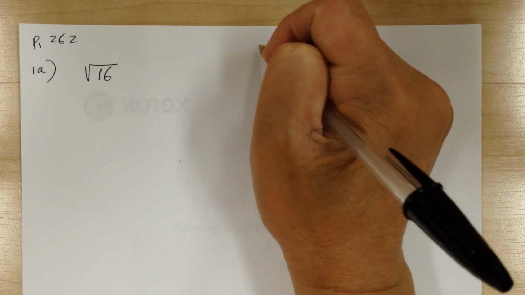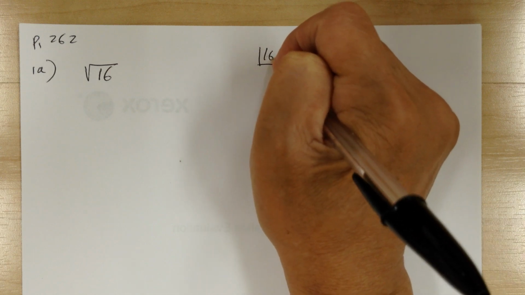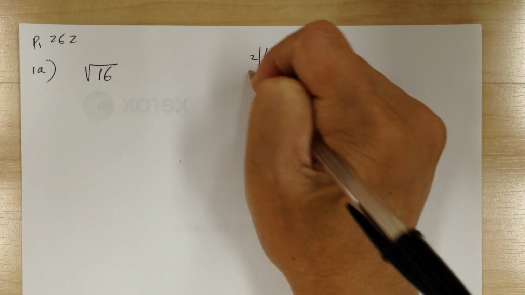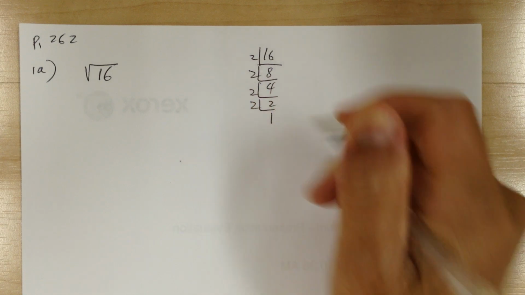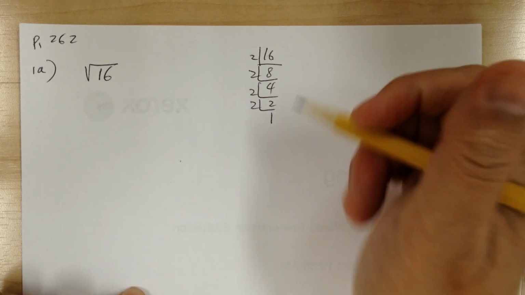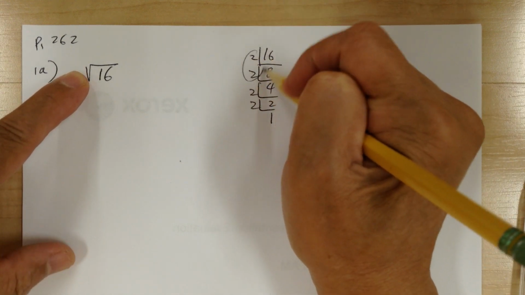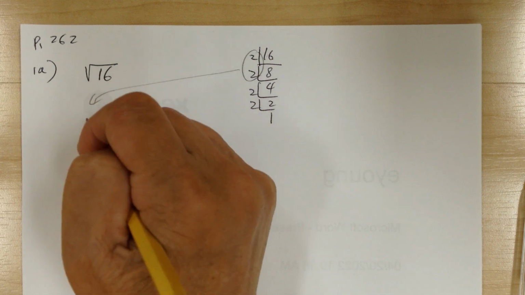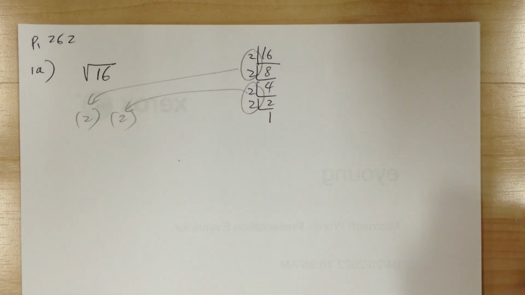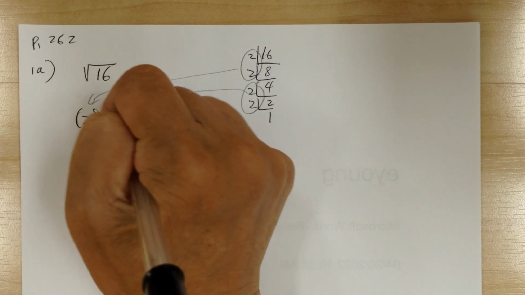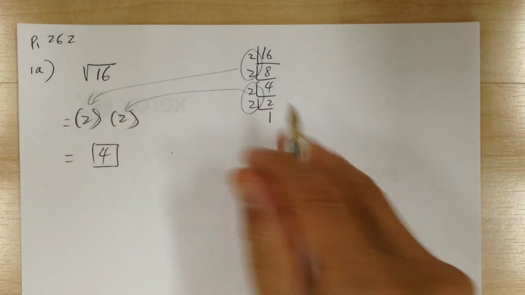Here you go, 16, and you try to break it down into prime numbers. So this is divisible by 2, so you get 8. Divide by 2, you get 4. Divide by 2, you get 2. Divide by 2, you get 1. Now, the square root means you need to get 2 of the radicand to make an integer. So this 2 will come out, and this will come out to be a 2. And therefore, this will equal 4. Okay, so that's how you break it down.